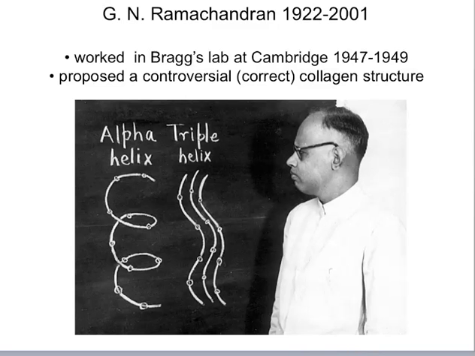Okay, let's talk about an individual. This is a picture of Ramachandran. He's very important to us in terms, again, of modeling the behavior of proteins. Just a little historical background. He worked in Bragg's lab at Cambridge, that's the Cavendish Laboratory at Cambridge, from 1947 to 1949. This is not at exactly the same time, but a little earlier than Watson and Crick worked in the same laboratory on the structure of DNA.